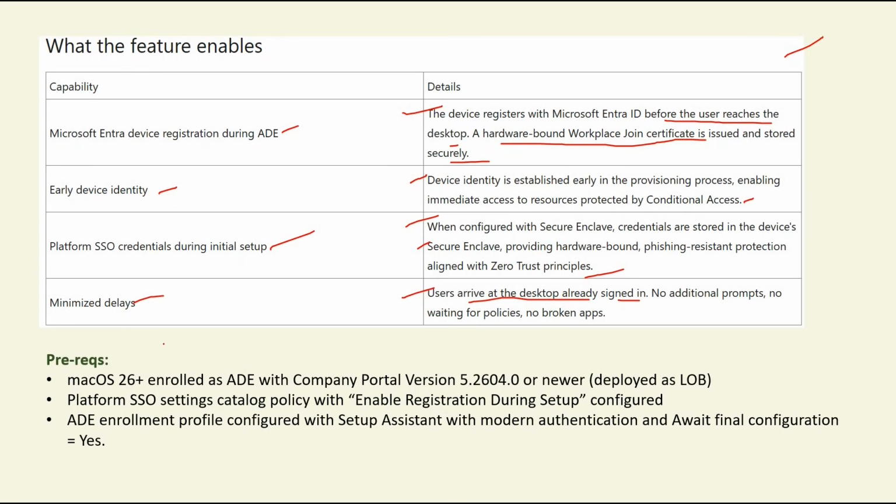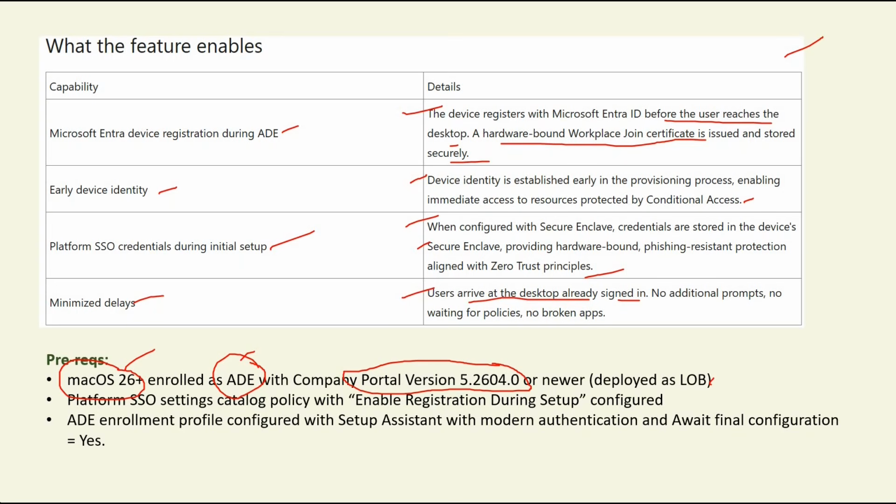There are a few prerequisites for this feature to work. First is macOS 26 and later. Second is that the device needs to be enrolled via ADE. So if you're not using Apple Business Manager, if you have done a manual enrollment of that device, in that case, this flow will not happen. And in that case, if the PSSO profile is deployed, the user will enroll, then later on he will receive a registration prompt for PSSO. However, only if you're using ADE, only if your macOS is 26 and later, and only if your company portal version is 5.2604.0 or later, which is deployed as an app from Intune as required.